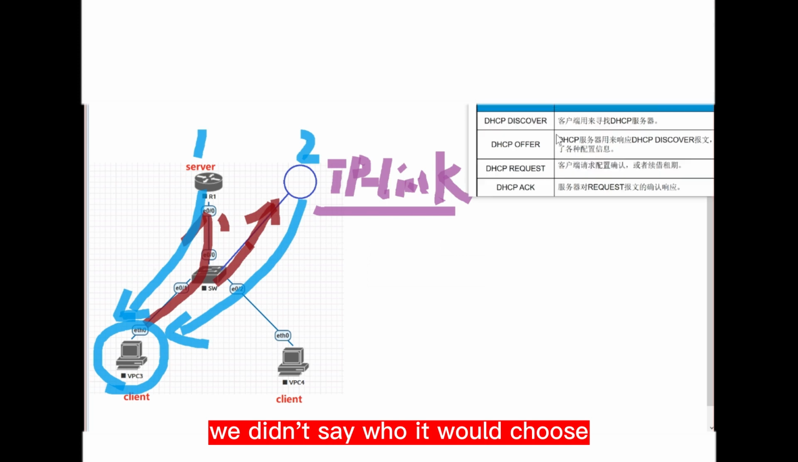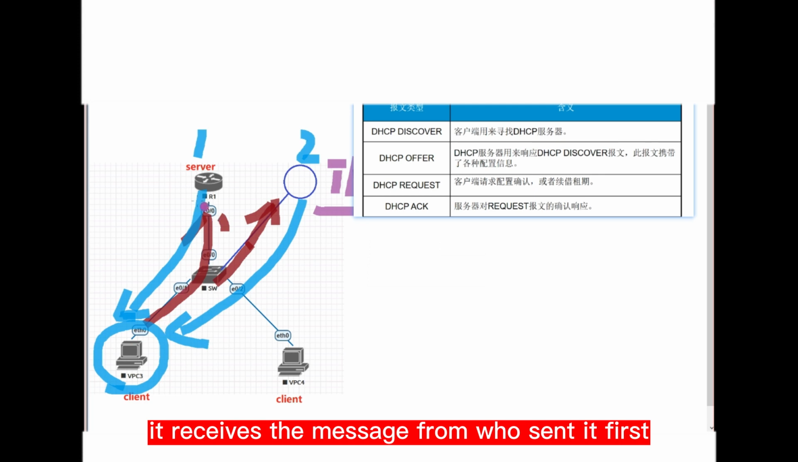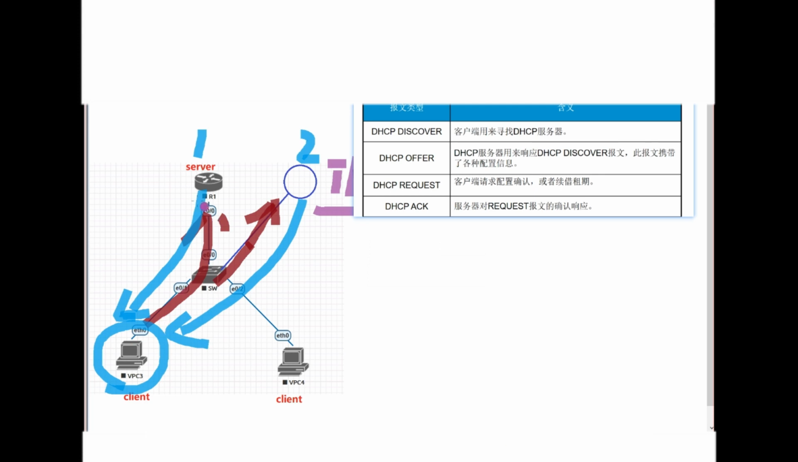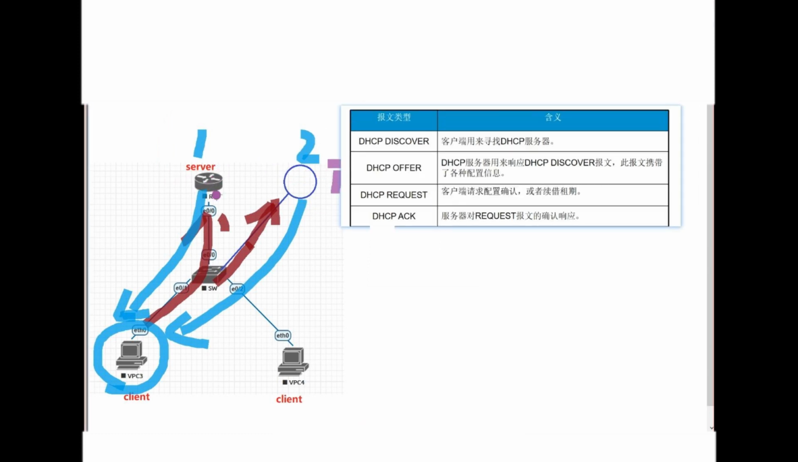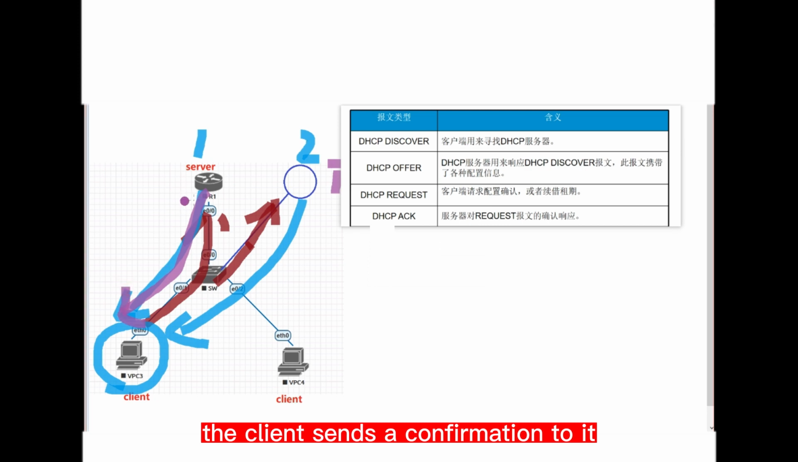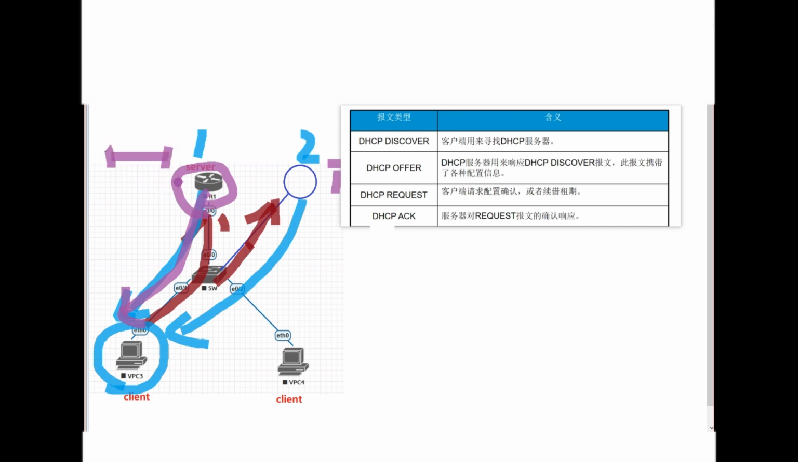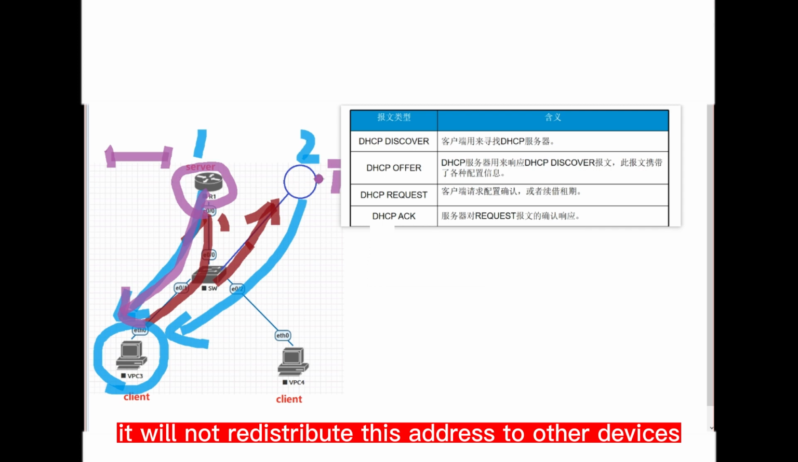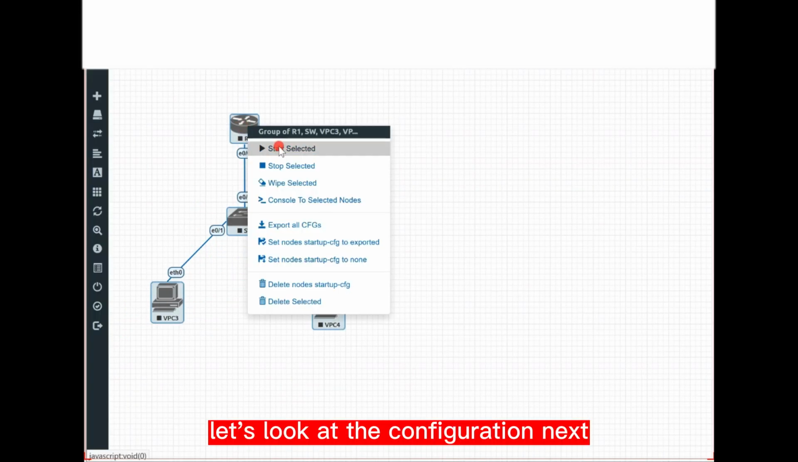We didn't say who it would choose. This is very simple. It receives the message from whoever sent it first, and whoever sent first is chosen. Device 1 first sends it, it selects device 1. Device 2 first sends it, it selects device 2. Finally, the client sends a confirmation to it. Then this address is used for it. The local will remember which MAC this address is used for. After that, it will not redistribute this address to other devices. Here are some conceptual parts. Let's look at the configuration next.